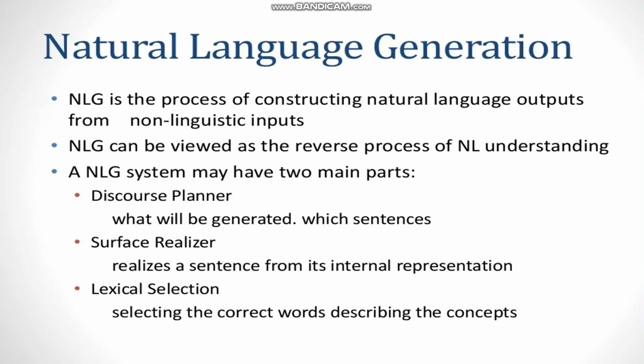NLG is the process of constructing natural language outputs from non-linguistic inputs. NLG can be viewed as the reverse process of NL understanding. An NLG system may have two main parts. The discourse planner: what will be generated, which sentences. The surface realizer realizes a sentence from its internal representation, and lexical selection, which selects the correct words describing the concepts.